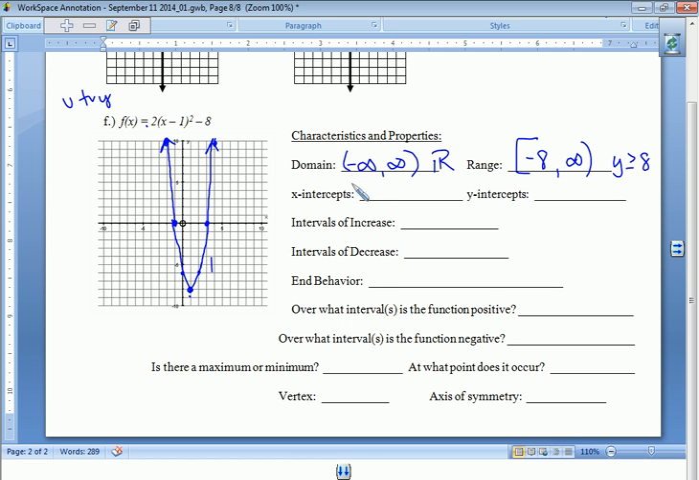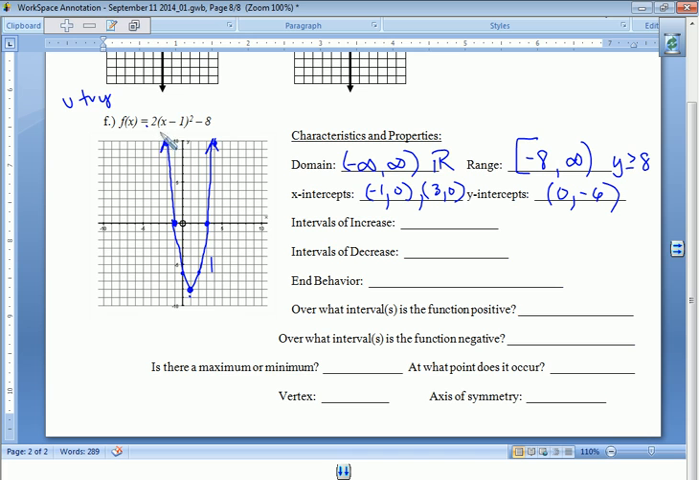Okay, x-intercepts. Well, we can read them clearly. They're at -1, 0 and at 3, 0. The y-intercept, we can also see clearly, is the point 0, -6. We will solve those algebraically soon also.